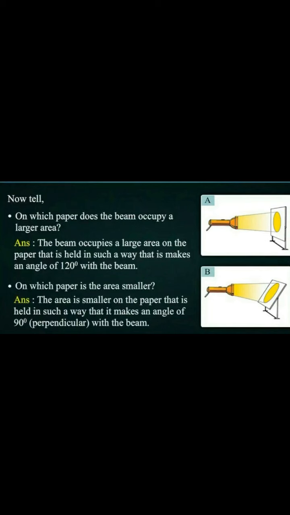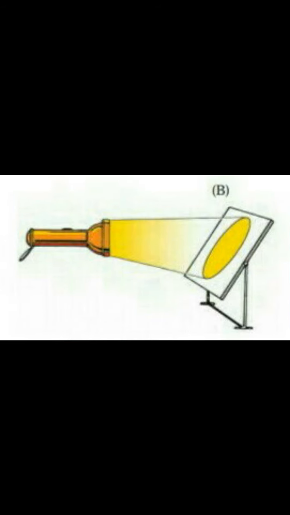On which paper is the area smaller? The area is smaller on the paper that is held in such a way that it makes an angle of 90 degrees. You can identify the 90 degrees and 120 degrees that way, and you can understand these answers.